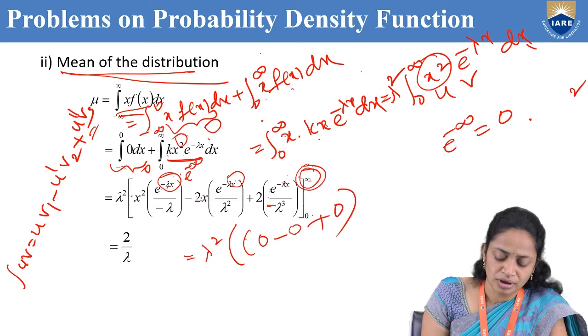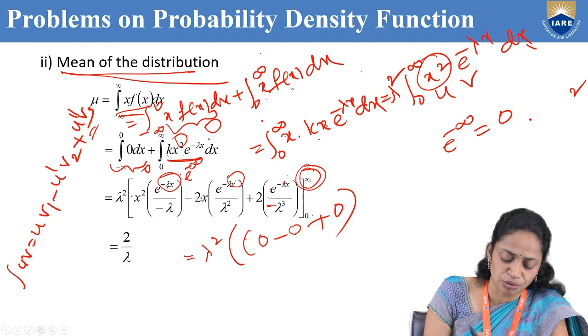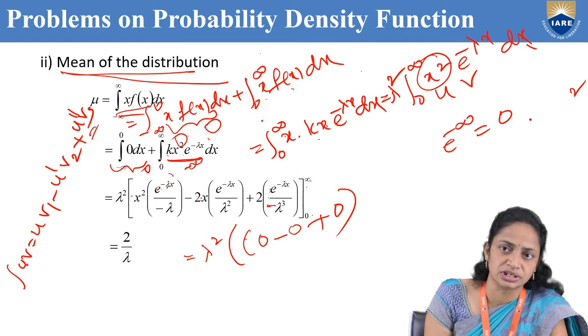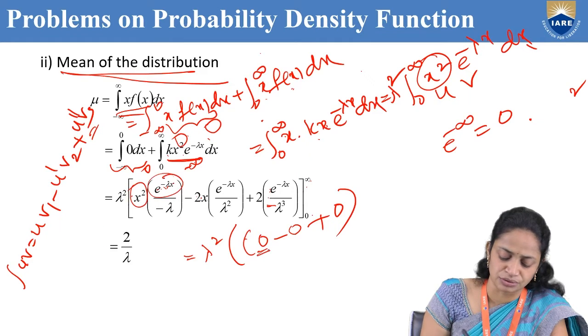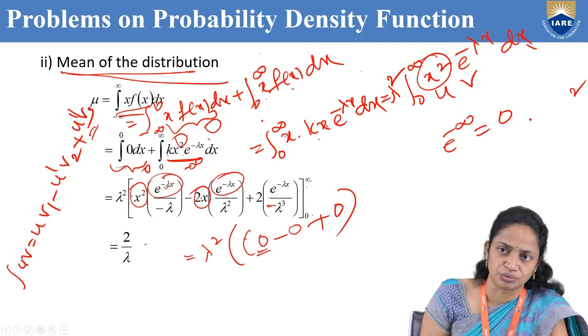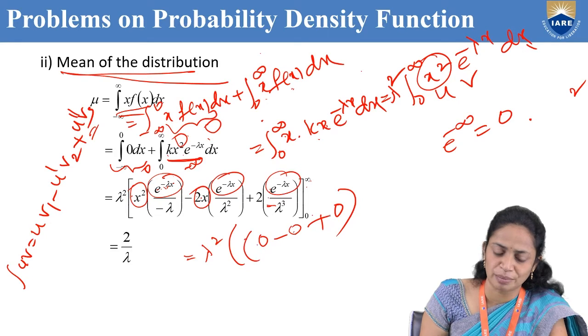So if I substitute infinity in all places of e power minus lambda x, the total value will be 0. E power minus infinity is 0, and 0 into anything is 0. So the upper limit gives all 0: 0 minus 0 plus 0.